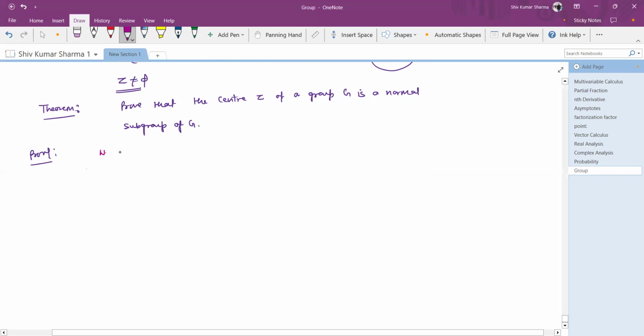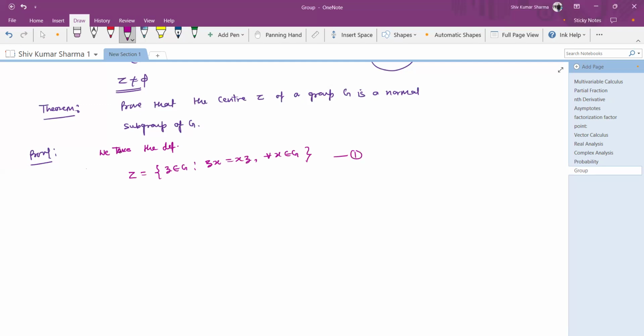For proving this theorem, we take the definition of center of a group. So Z is equal to small z belongs to G such that zx is equal to xz for every x also belonging to G. So this is our equation number 1. Now to prove that Z is a normal subgroup of G.